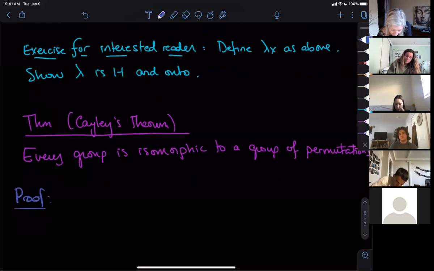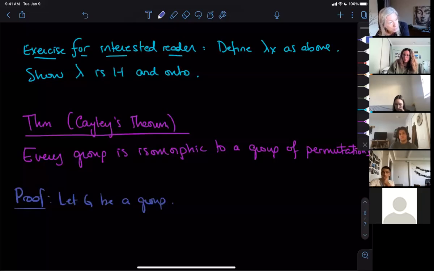Okay, so what's all the setup? So let G be a group. We want to show that it's isomorphic to a subgroup, to a group of permutations. And in fact, we're going to show it's isomorphic to a subgroup of S sub G.